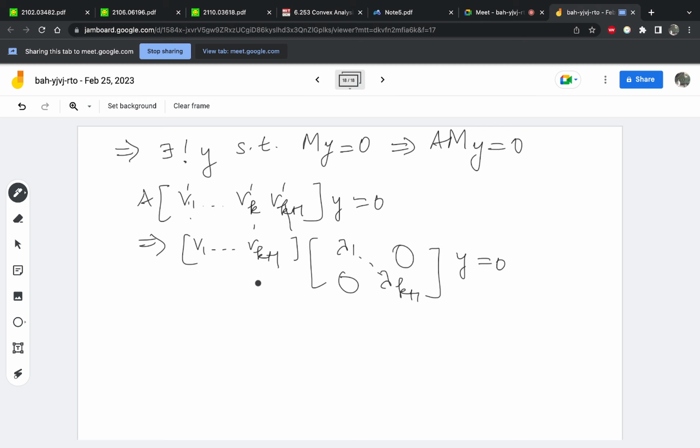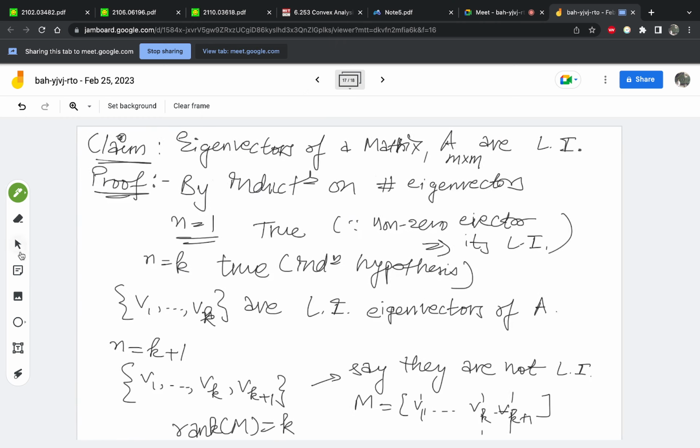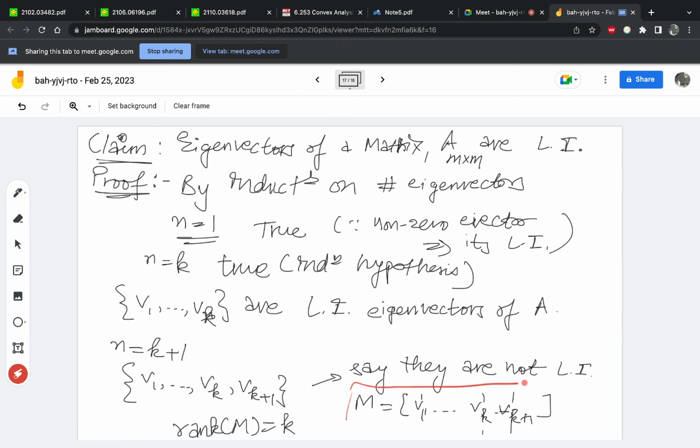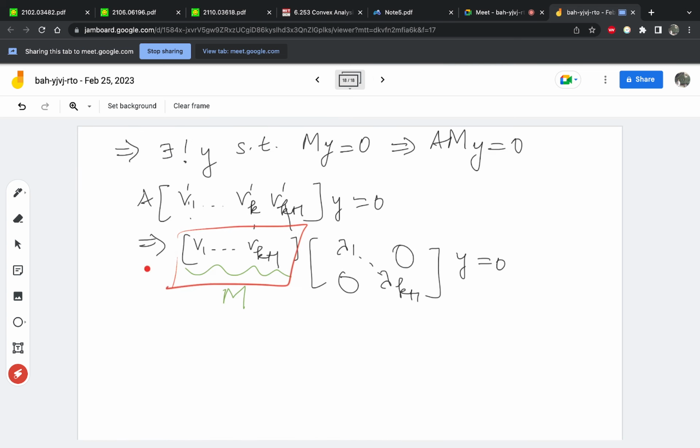So notice that this is M. I defined M to be this exact matrix. So what I am saying here is that My is 0 and Mz is 0.